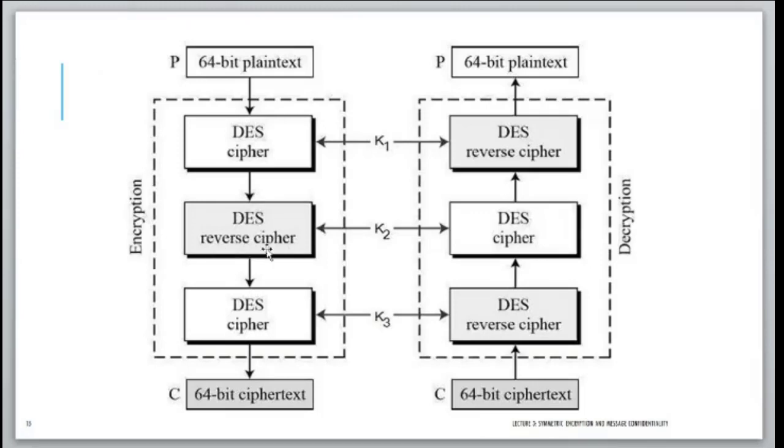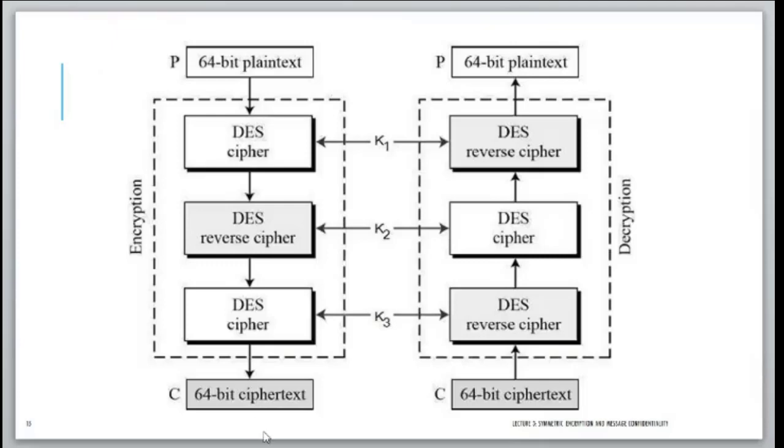This is the reverse cipher. Reverse cipher means encryption to decryption. I'm going to do it, then again I'm going to encrypt the data. You can see 3 times: this is 1, this is 2, this is 3. So 3 times you apply the DES function, and finally whatever you get is going to be your ciphertext.